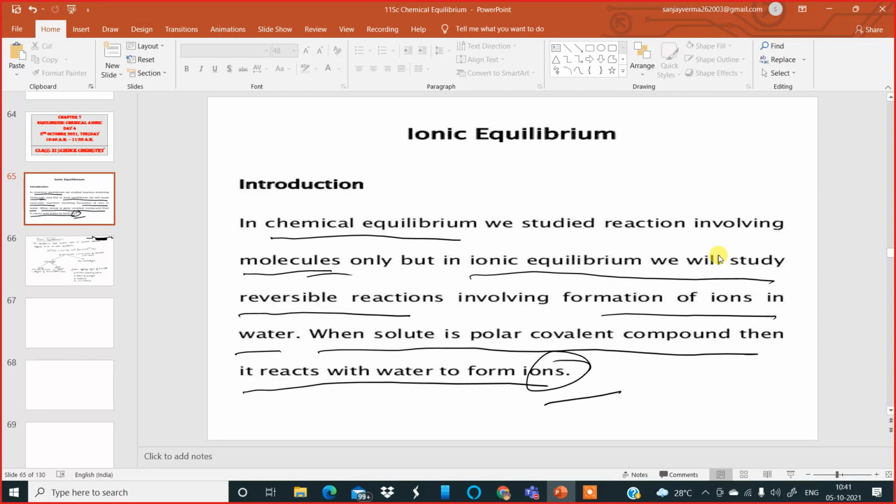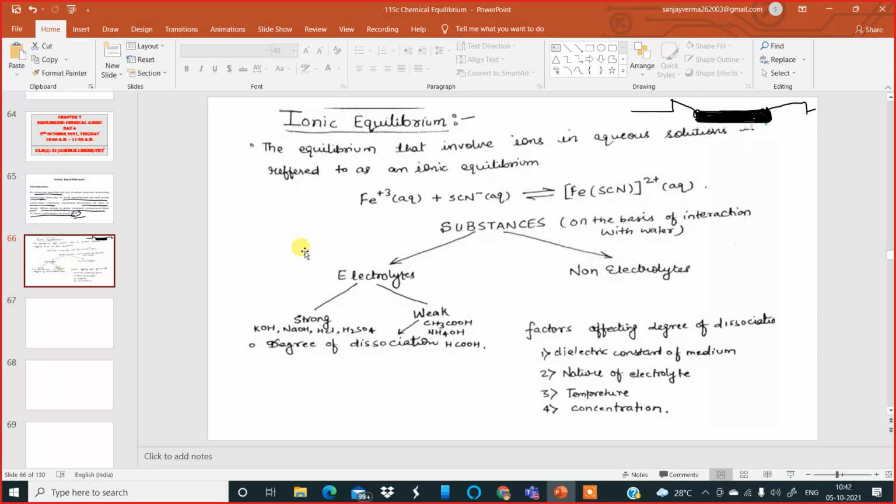Okay, so now moving to the next slide in this chapter, we can see the equilibrium that involves ions in aqueous solution is referred to as ionic equilibrium. For example, ferric chloride with potassium thiocyanate, KSCN, the thiocyanate SCN ion, is aqueous over here. It is in equilibrium with this complex solution. So this is an example of ionic equilibrium on the screen.